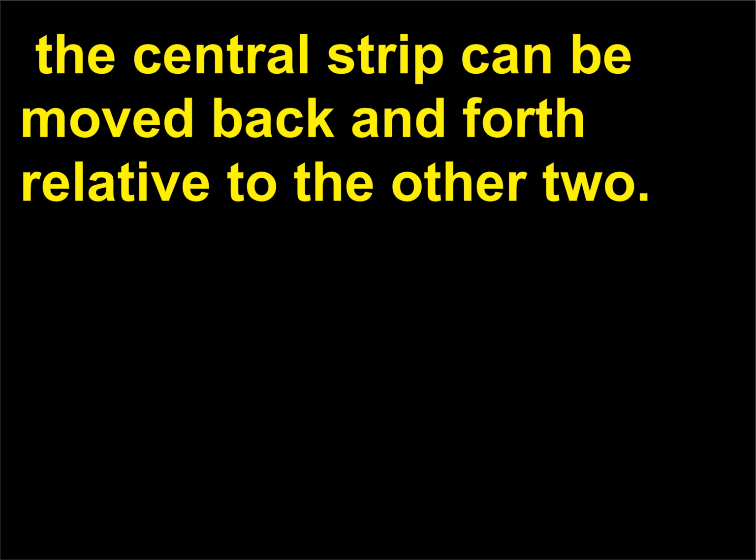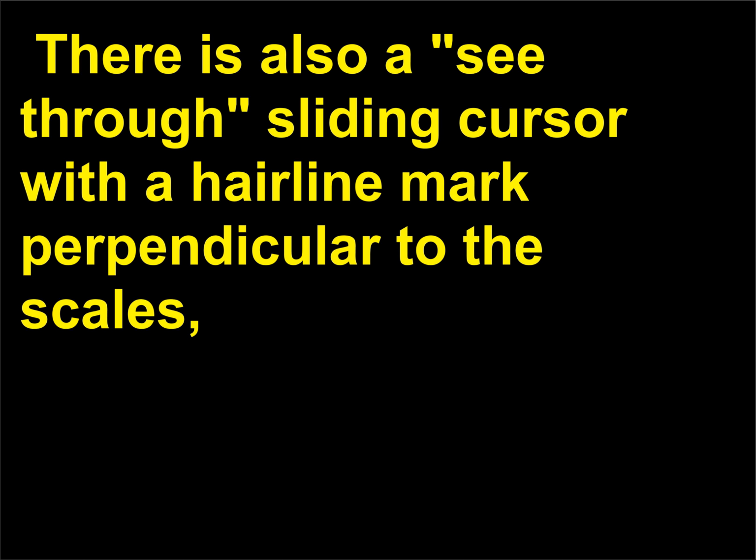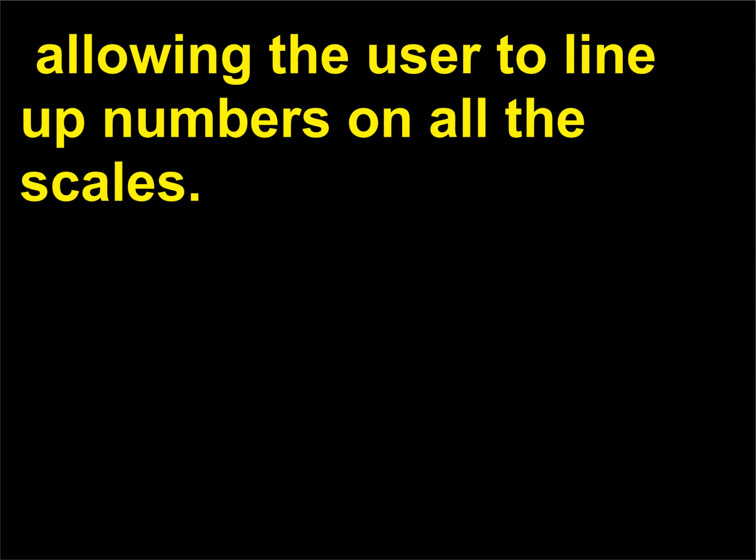There is also a see-through sliding cursor with a hairline mark perpendicular to the scales, allowing the user to line up numbers on all the scales. Sadly for mathematical traditionalists, the use of the slide rule was eventually overtaken by the pocket calculator by the mid-1970s.